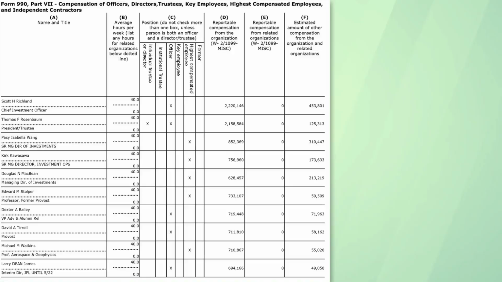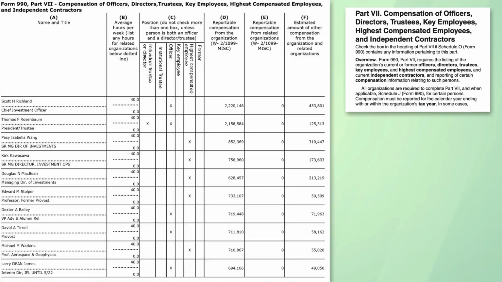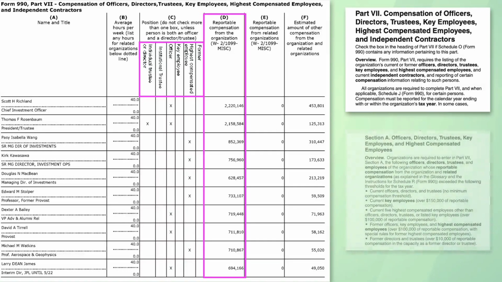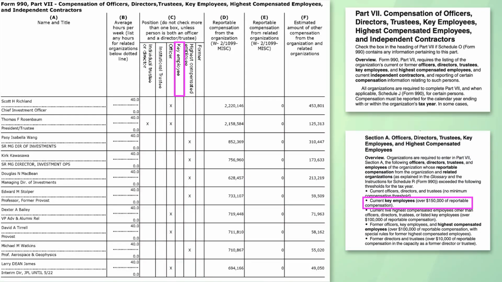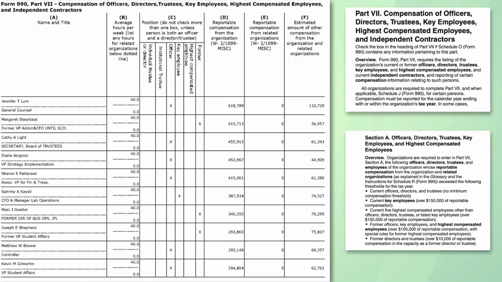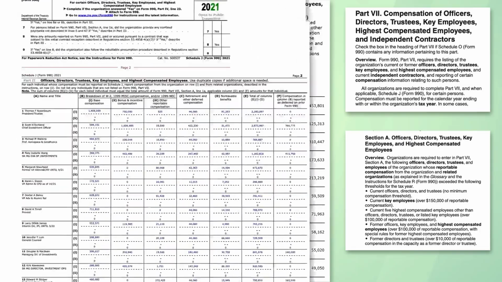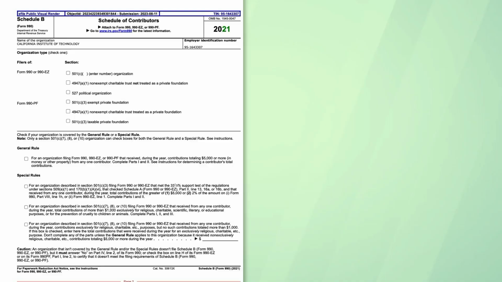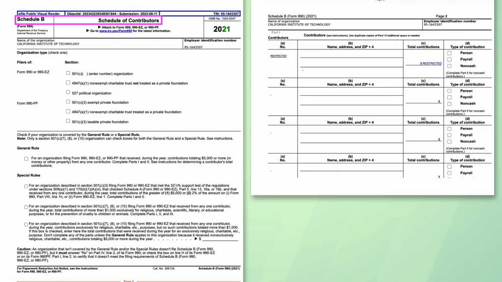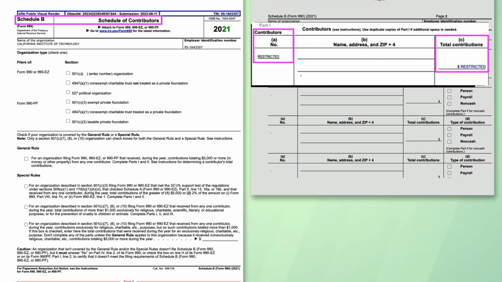Finally, Part 7 of Form 990 lists the compensation for officers, directors, trustees, key, former, and the highest compensated employees. Key employees are those earning over $150,000, while the highest compensated employees earn over $100,000. For CalTech, the list is extensive. More details can be found on Schedule J. Another thing that people may want to know are lists of main contributors, which is listed on Schedule B, but it is confidential and restricted from the public.